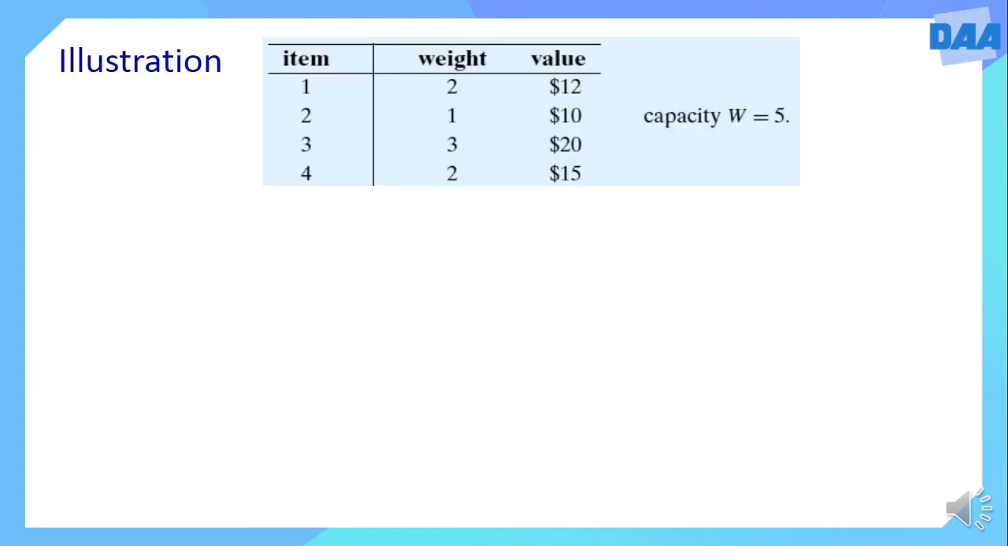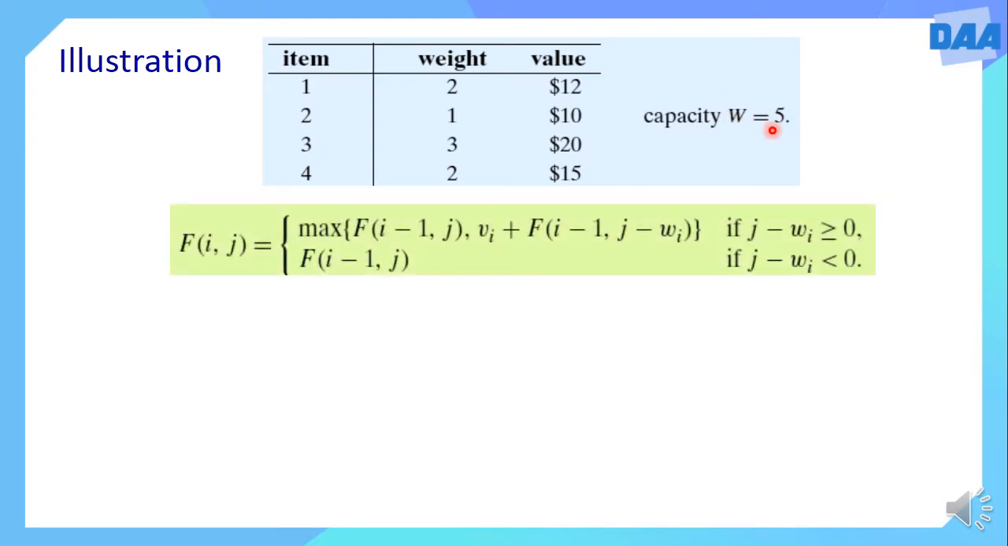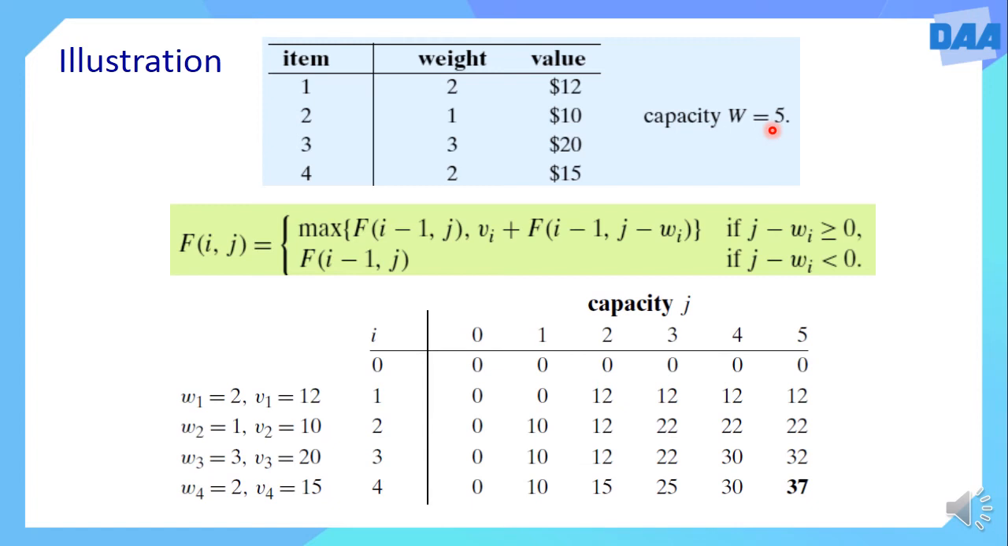So let us consider 4 items whose weights are given as 2, 1, 3, 2. The values are 12, 10, 20, 15. The capacity of the knapsack is 5. Here is the recurrence relation, just for our convenience. So let us write the table. This is the complete table that is available.